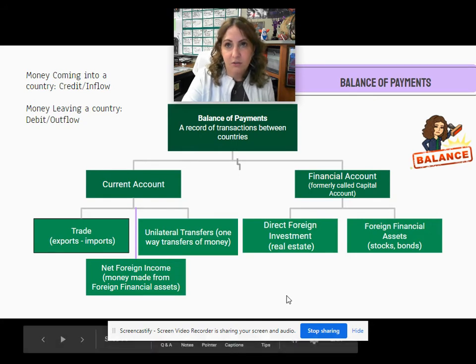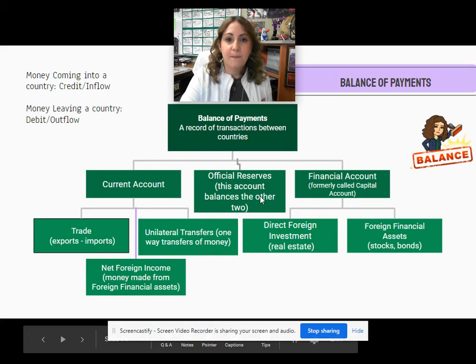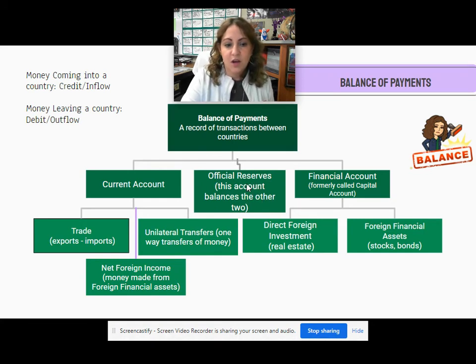If they don't, because life is not perfect and life is messy, then this third account is the balancing agent. It's the official reserves, which just basically means it's a bank account in the Federal Reserve that holds foreign currency. It holds euros and yen and pesos, and it balances the other two out. If we have an overall deficit between us and Mexico, then maybe this would be a surplus of pesos to balance the other two out.